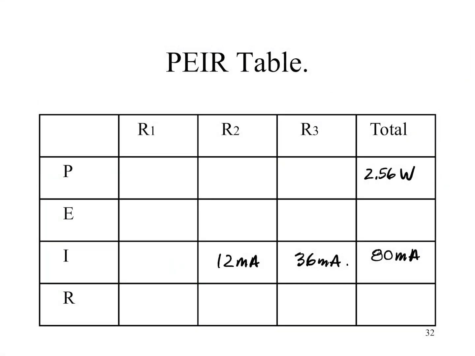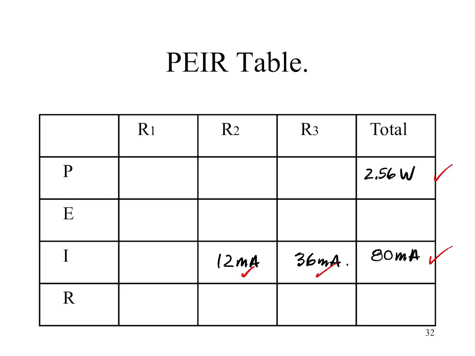So I added my known values to the PIE table. I added the total power value given as 2.56 watts. I added the total current as 80 milliamps. And then I added the individual branch currents of R2 and R3. So those are my known values.